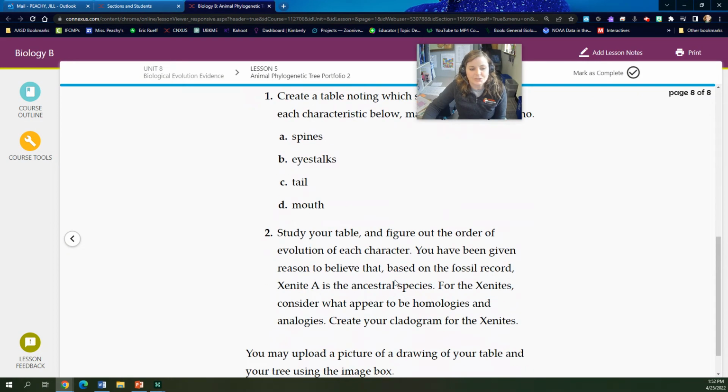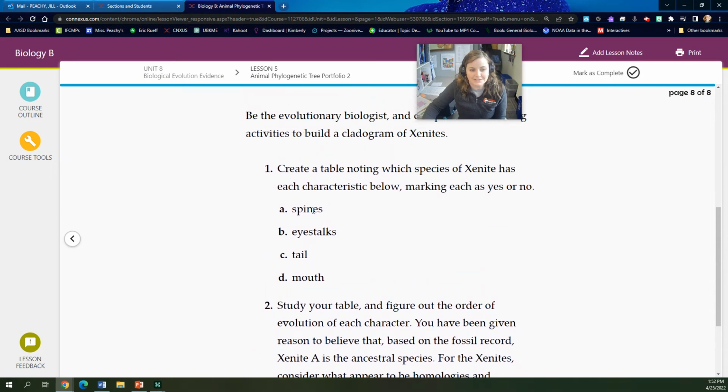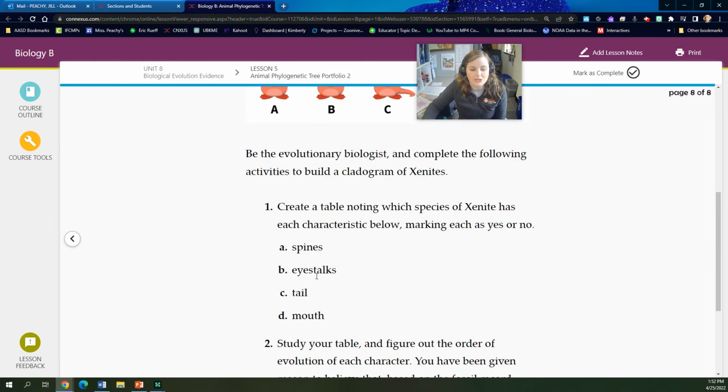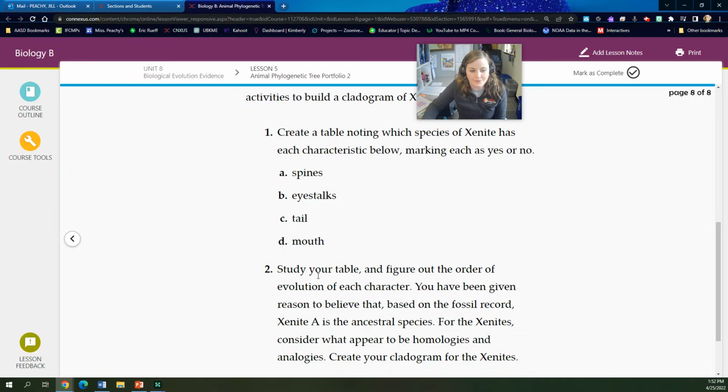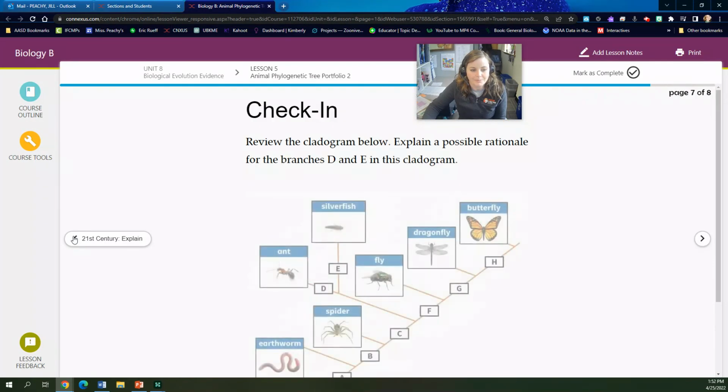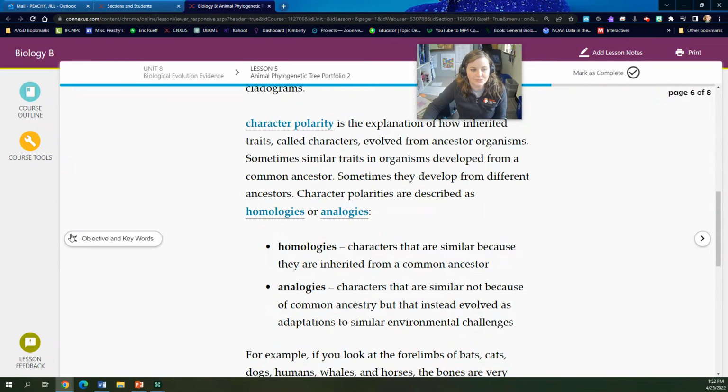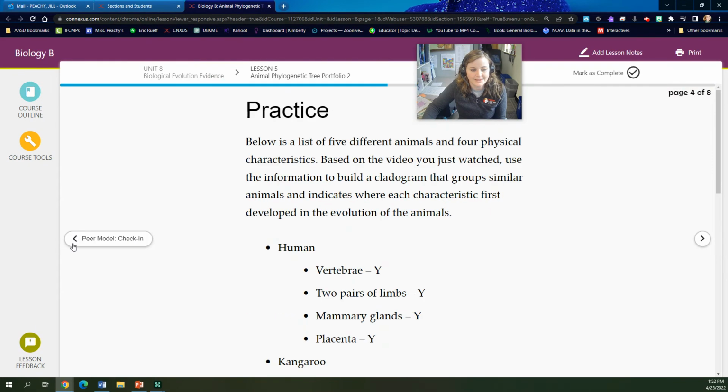So what you're going to do is you're going to look at these characteristics: spines, eye stalks, tail, and mouth. And you are going to be creating a table that probably will look very similar to, where is it?